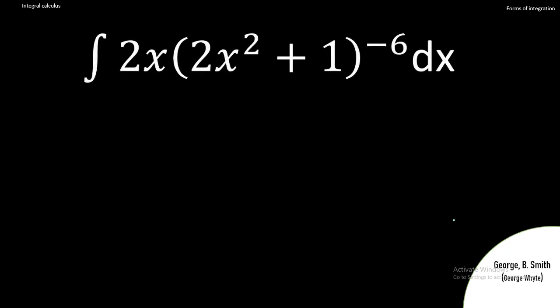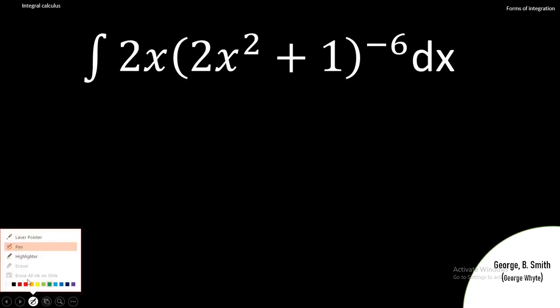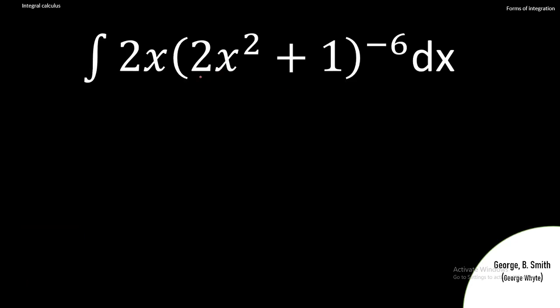This time around, if I differentiate what I have in this bracket, what I'm going to get is 4x. So you notice that this is 4x, and what I have here is 2x. They fall in the same class, but they are not actually the same thing. They are both linear functions. One is a multiple of the other. If I multiply this by 2, I'm going to get this.